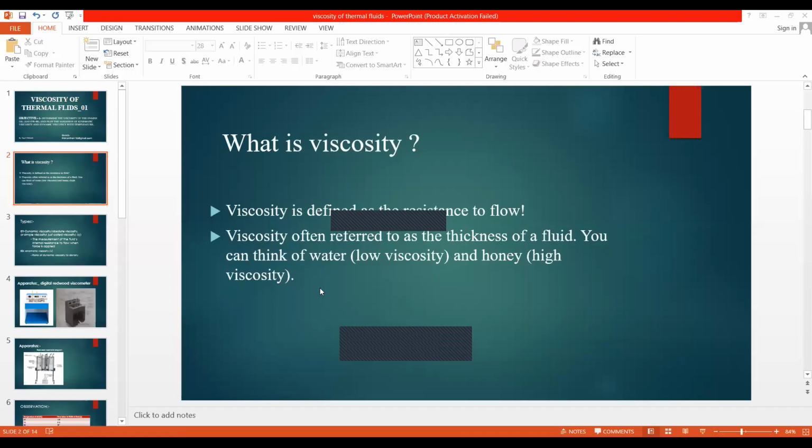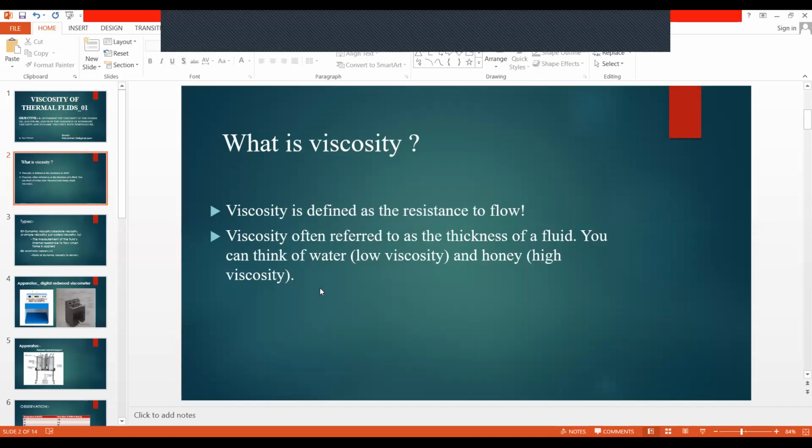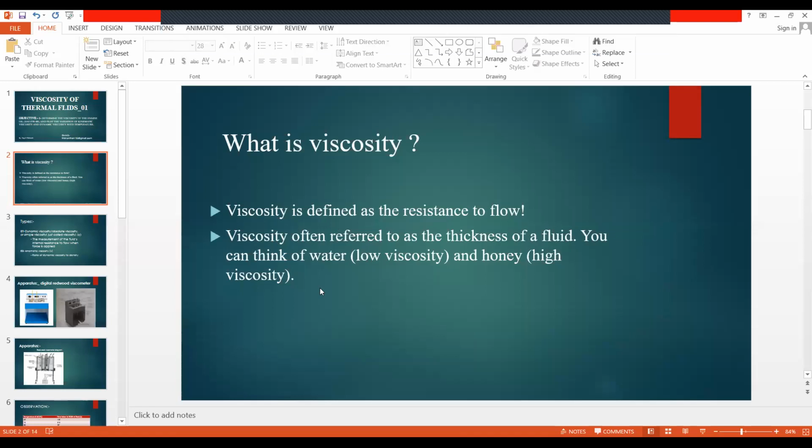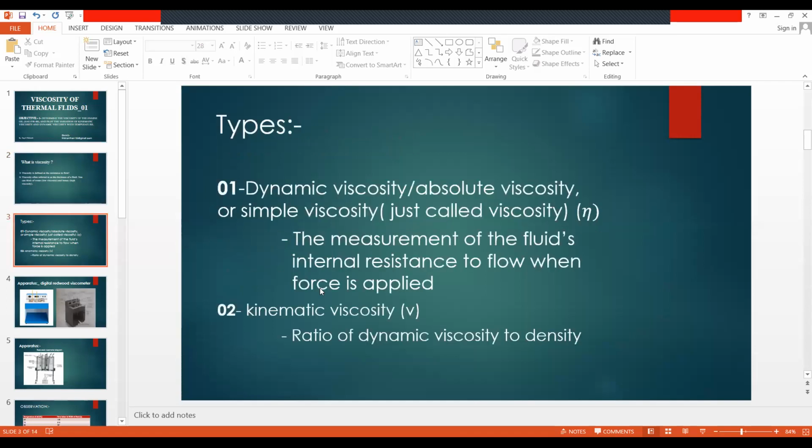So I think now you all understood, right? What is viscous? But there we are using viscous for a moving fluid, no? So that is exactly the viscosity. We can say it as dynamic viscosity, absolute viscosity, or we can just call it viscosity.